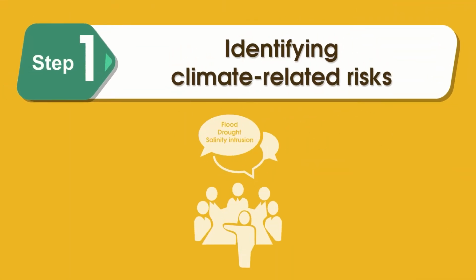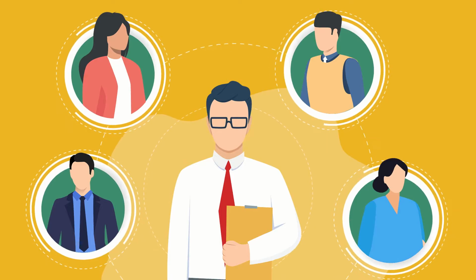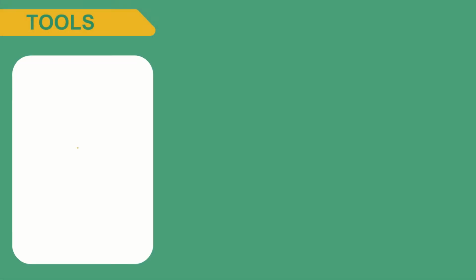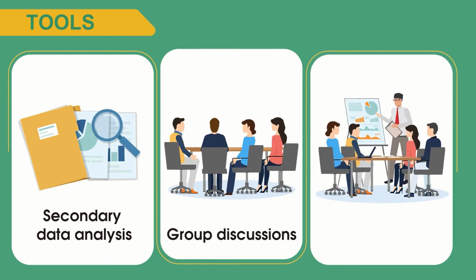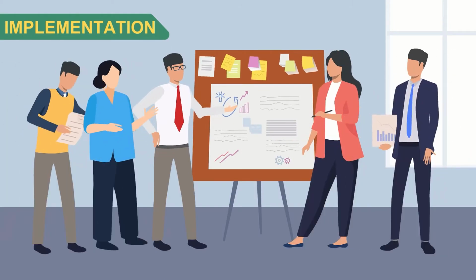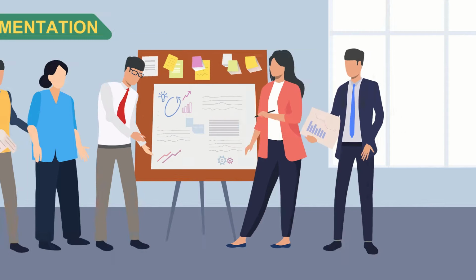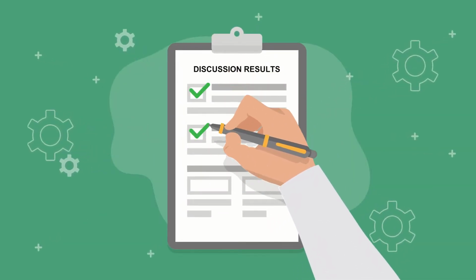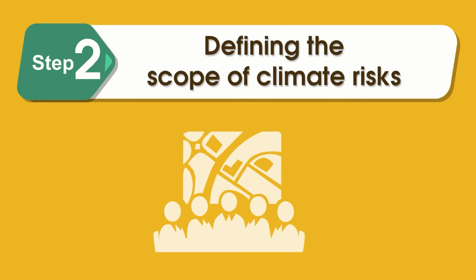Step 1. Identifying climate-related risks. This step is conducted by scientists through consultation with relevant departments. The tools used in this step include secondary data analysis, group discussions, and expert consultations. The implementation includes making a list of climate risks in the locality, agreeing on the levels of risk, and developing scenarios.